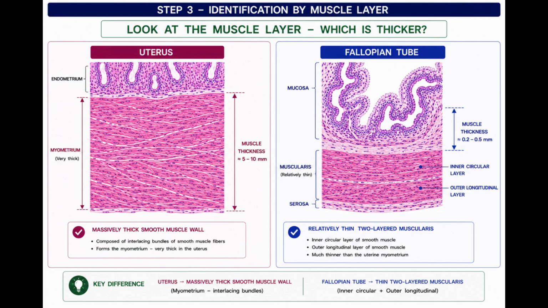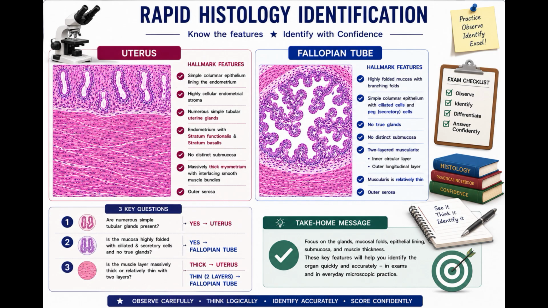And third, look at the muscle layer. A massively thick, smooth muscle wall favors the uterus, whereas a much thinner, two-layered muscularis favors the fallopian tube. Keeping these distinguishing features in mind will make histological identification much easier, both in examinations and in routine microscopic practice.